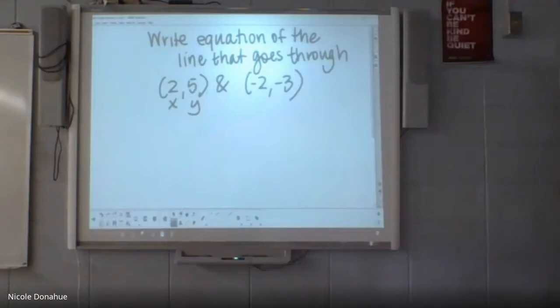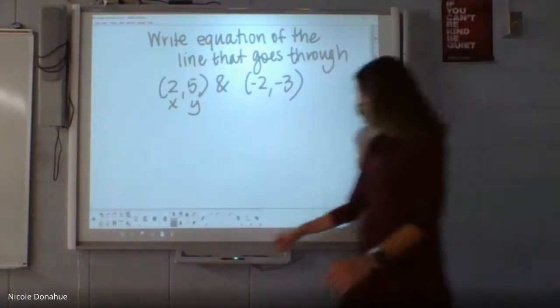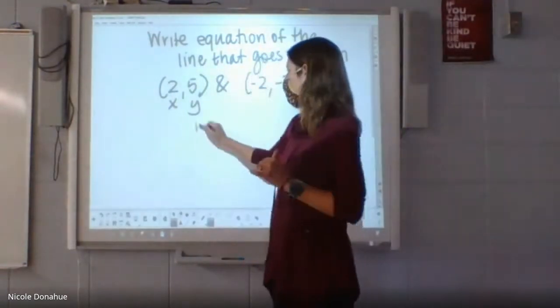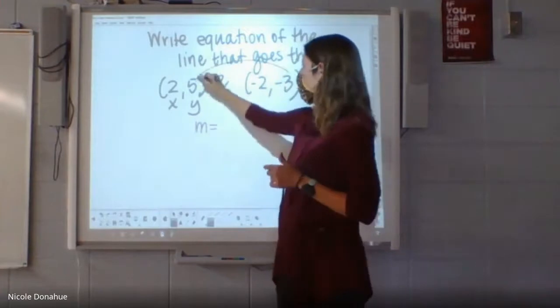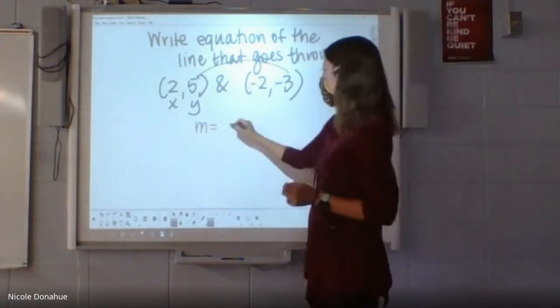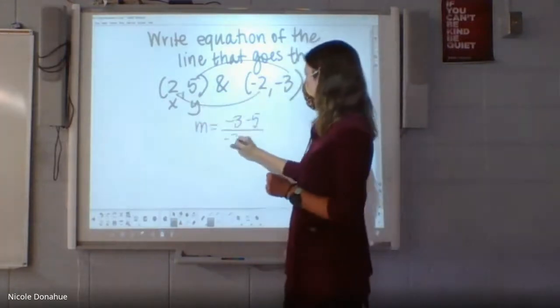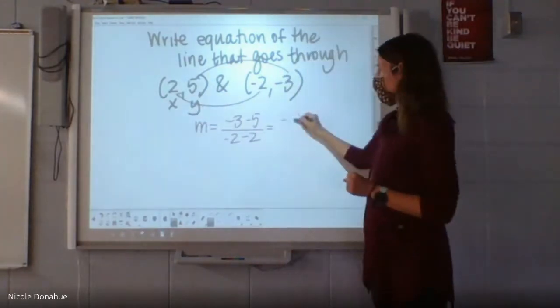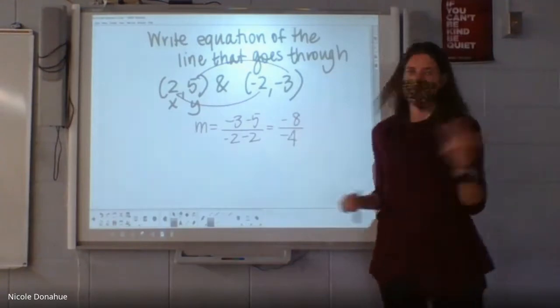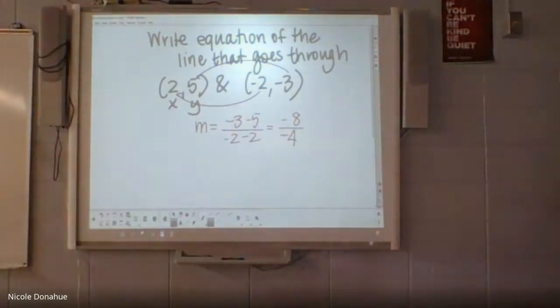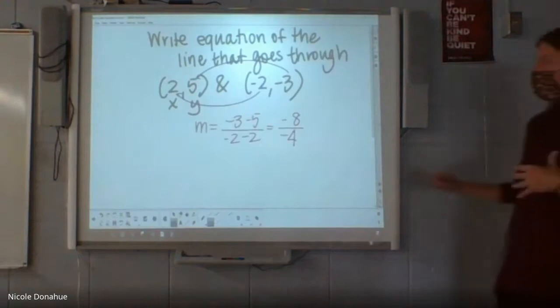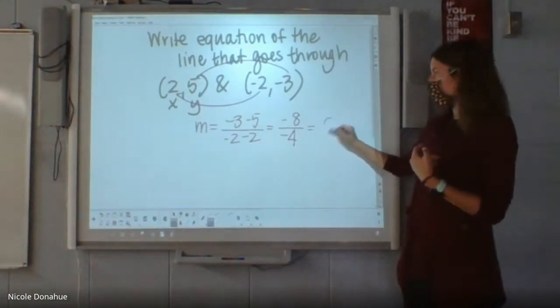All right, so follow along up here, you guys. Make sure you're getting this. So our m, lots of places to make mistakes. So negative 3 minus 5 over negative 2 minus 2. I get negative 8 over negative 4. 2 negatives become a positive. So my slope is automatically going to be positive, and 8 over 4 is just positive 2.